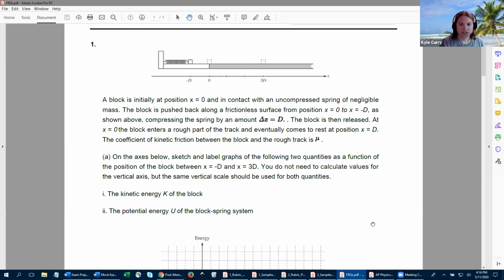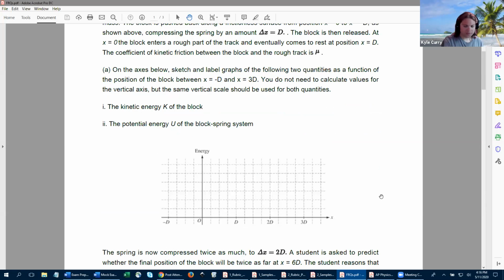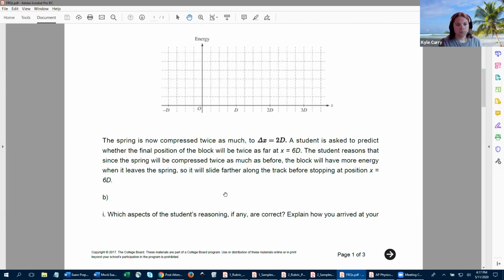So the parts here are as follows. We've got this graph of energy as a function of position. What we need to do is sketch the kinetic energy of the block and the potential energy of the block-spring system as a function of the position of the block as it travels from x equals negative d to x equals 3d. So that's part A-I, and that is part A-II.